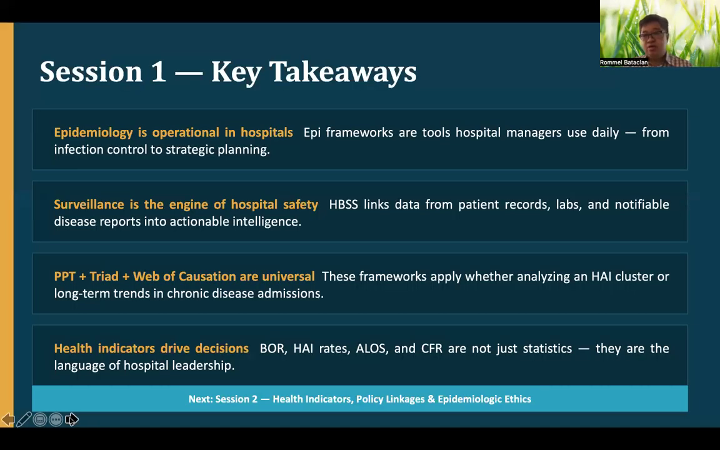So as a key takeaway, first, epidemiology is operational in hospitals. You might not like the subject, you might not like doing the numbers, but you need these numbers because these are tools that you as a hospital administrator use daily, from infection control to strategic planning. Surveillance is the engine of hospital safety. You link data from the patient records, laboratories, and notifiable disease reports into something actionable.